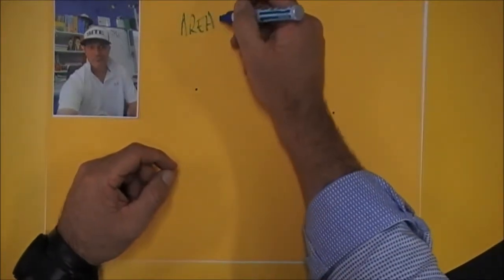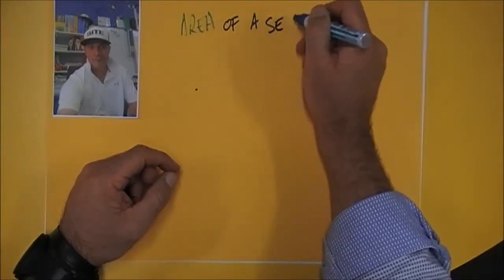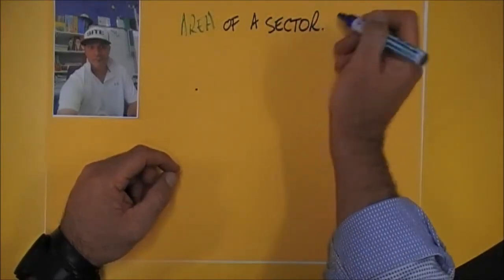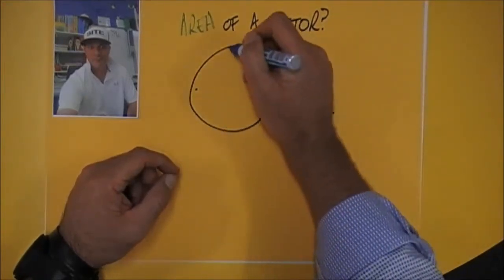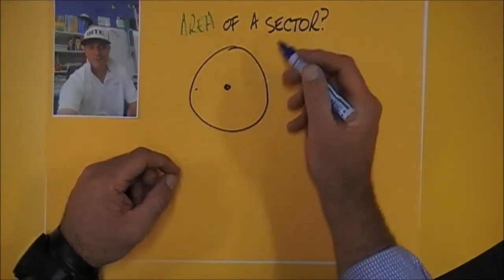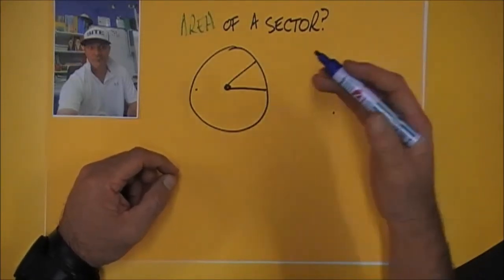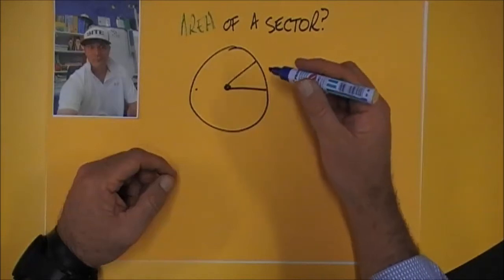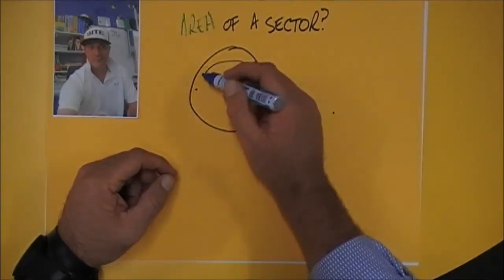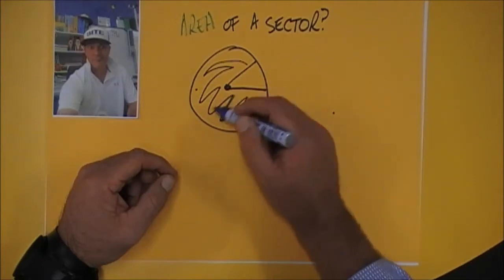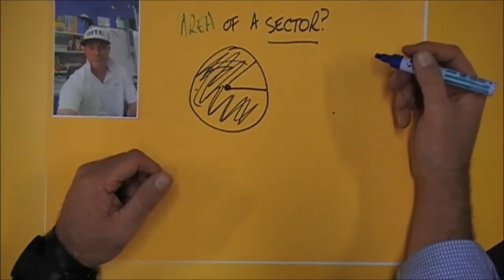The area of a sector. Now a sector, how do we do that? When I'm talking about a sector, I'm talking about a section of the circle like this. What could I do to measure either this small piece here or this large piece here? If I wanted to measure the area of that sector of the circle, what could I do?